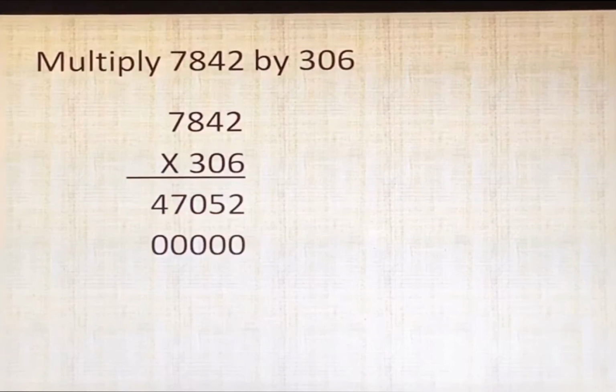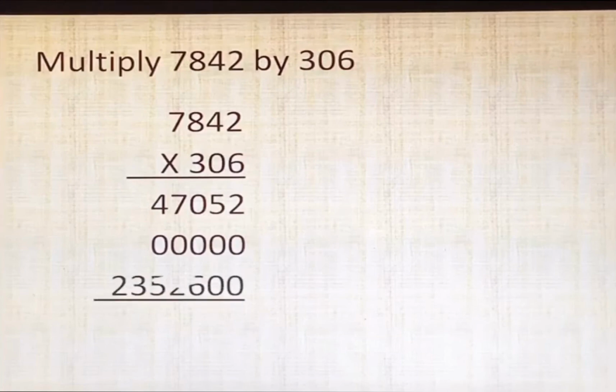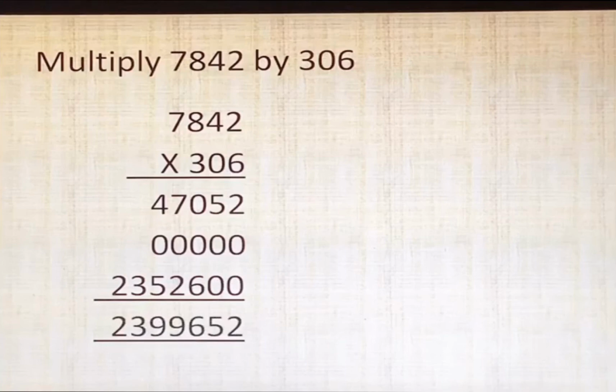Now we will multiply by 3. After multiplying 7842 by 3, we will get 2352600. Actually 3's place value is 300, so we have written 2 zeros. And after adding them, we will get 2399652.